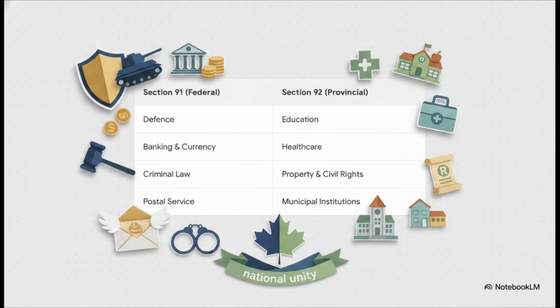Meanwhile, Section 92 hands provincial governments the power over more local, regional matters, things like education, healthcare, and what they call property and civil rights. This federalist system is pretty genius because it allows for national unity on the big stuff while totally preserving regional autonomy, so provinces can create policies tailored to their own unique local needs.